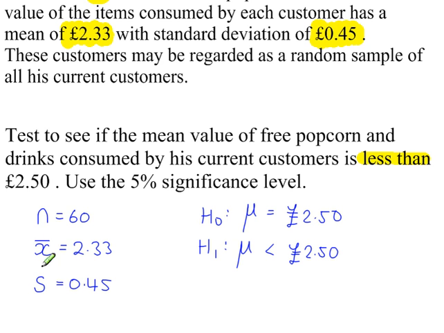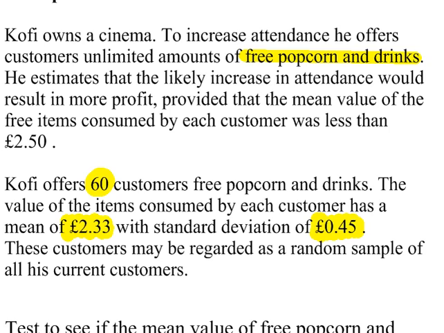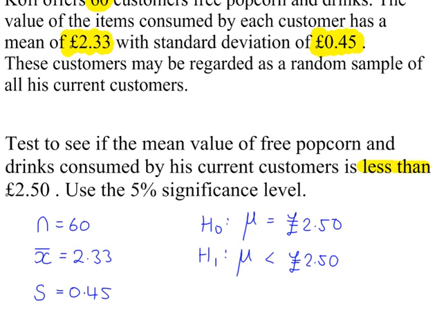Because we're using this sample mean to do our test with, the central limit theorem states that if the population distribution is not normal, and there's no mention of the normal distribution here, and if we have a large random sample, so a large sample is more than 30, and we have that, then the sample mean will be normally distributed. This is what the central limit theorem states. So we can use the normal distribution to do our hypothesis test with.